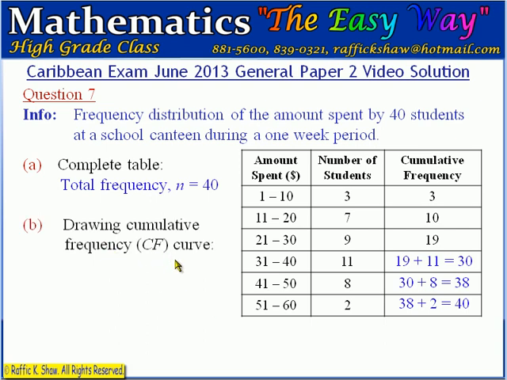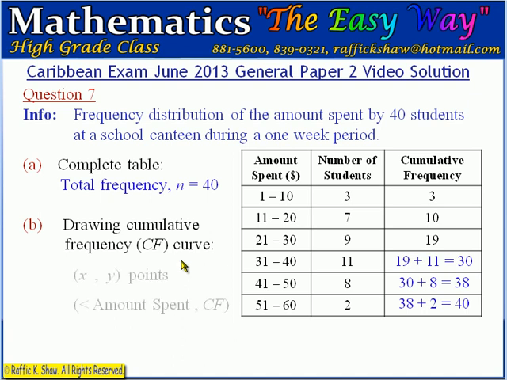Now part B wants us to draw the cumulative frequency curve. The cumulative frequency curve shows how many students spent less than or equal to a certain amount. Based on the information that is required in part C, where we're asked to find the number of students who spent less than $23, in this case it is better to draw a less than cumulative frequency curve. In other words, we want a curve that will show how many students spent less than a certain amount. And therefore we have to use the upper boundary value of the groups for the x values on our graph.